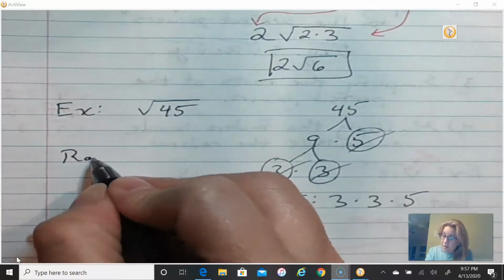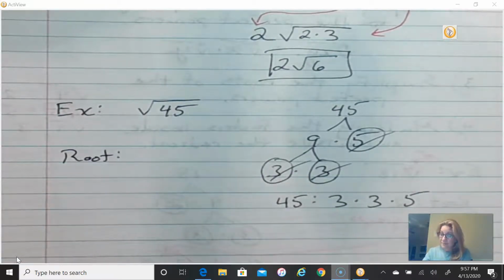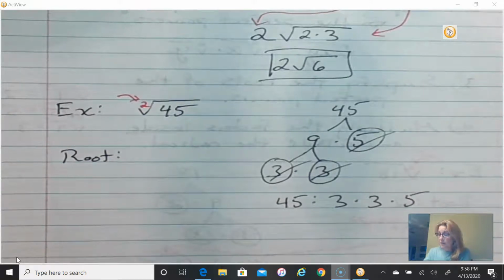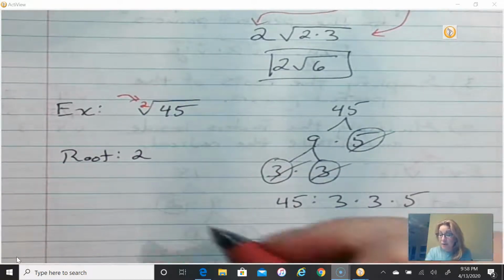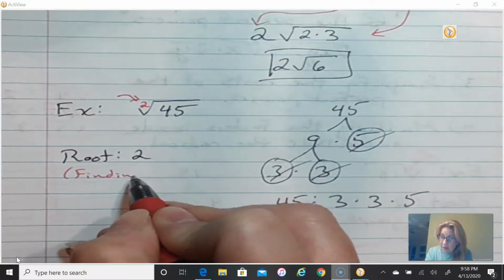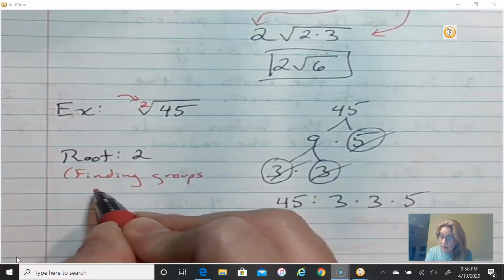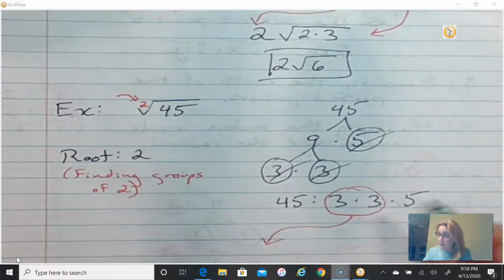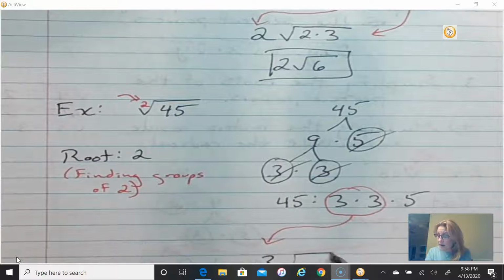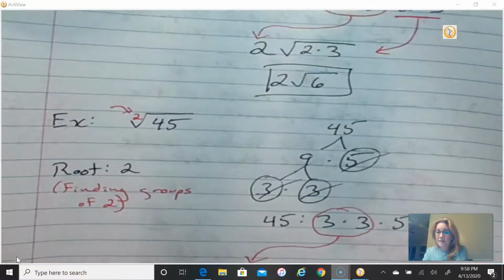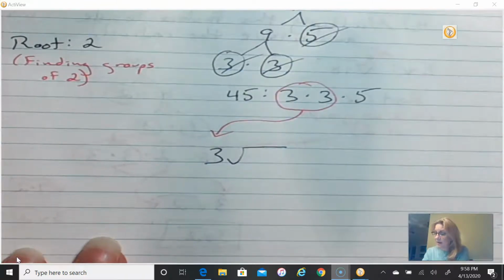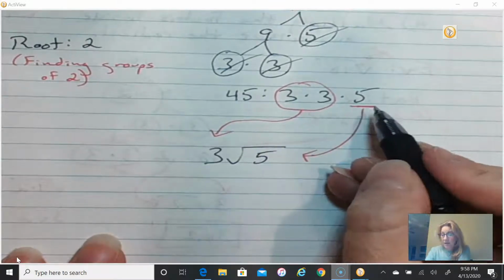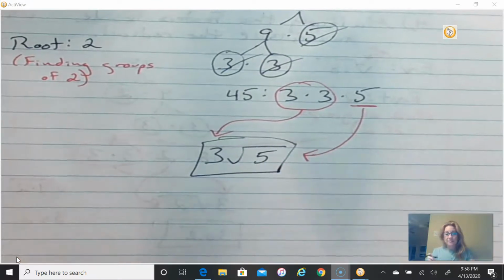All right, children, what is the root? Well, the root is 2 because there's nothing there. So we're finding groups of what? Finding groups of 2. And I have a group of 2 right here. That becomes a 3 on the outside of the radical side. And then what's left over goes on the inside. And there's only a 5 left over, so you're done.